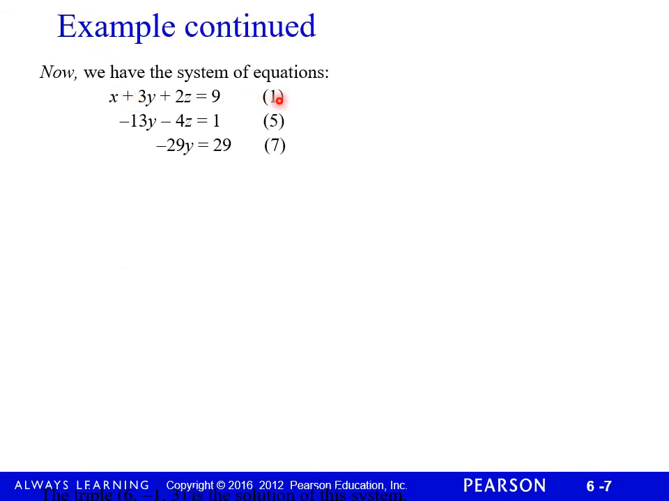So now we have 3 equations in Gaussian form, 3 variables in the first, 2 variables in the second, and only 1 variable in the third. So we're going to solve these systems by working from the bottom up.